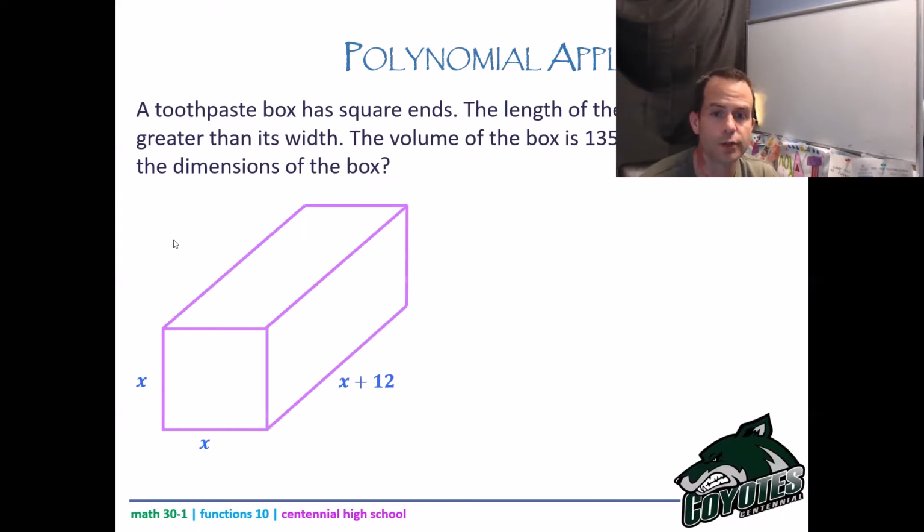Okay, so here's a drawing that we've got. And then the volume would be x times x times (x plus 12), and we're going to set that equal to 135. Okay, once I've established my equation, I can plug that into my graphing calculator.